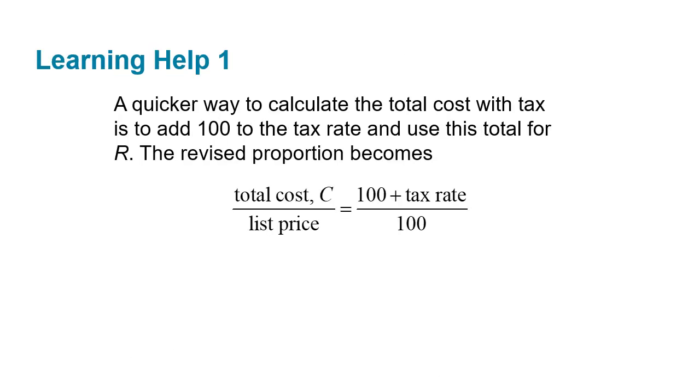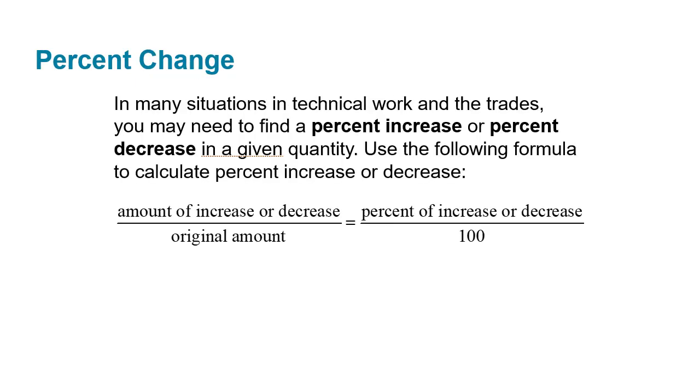And so here's what that would look like if we wanted to put it back in those proportional things, right? Here's my 100 plus my tax rate. But remember, it doesn't have to be just tax, any kind of percent increase. So that's what happens when we do a percent increase. We've already seen what happens when we do a percent decrease. Well, that brings us back to percent change, which we already talked about at the beginning of the video. We can formalize it here, that to figure out percent change, we just take that amount of increase or decrease, divide it by the original amount, and that's going to equal our percent increase or decrease over 100. It's really just that simple.